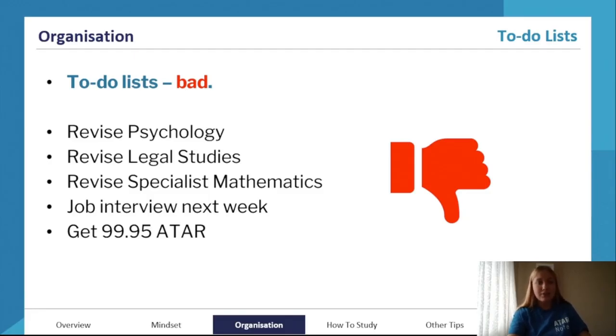There are also irrelevant things on this to-do list. Job interview next week. Maybe put that in your Google Calendar, maybe put that in your notes or on a poster in your room somewhere, but separate it from your to-do list for school specifically. And then, get 99.95 ATAR. That's a very high and overwhelming goal to stick to. Probably don't include this on our to-do list, because when things start not going the way that you planned, aka not getting 100% perfect scores on everything, which is likely to happen, then we're going to be pretty disappointed and unhappy with ourselves, and that's not going to be helpful when we see it on our to-do list as a note.